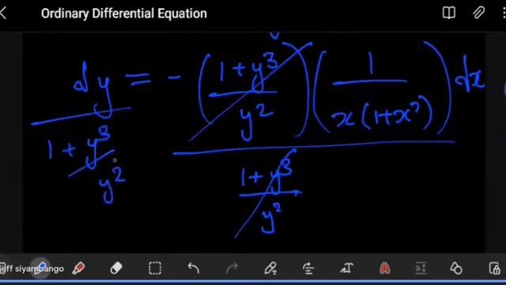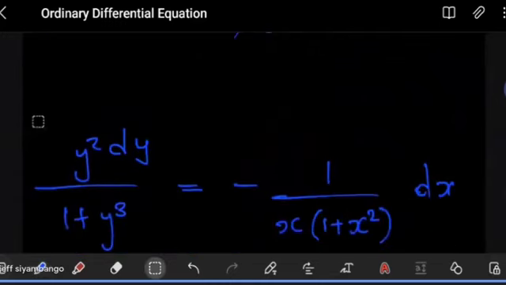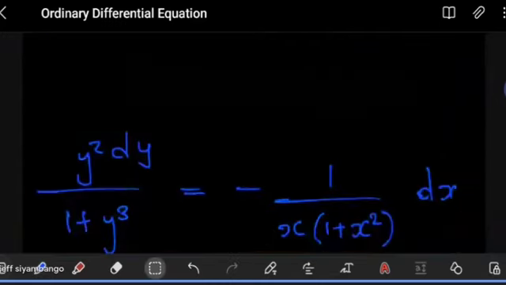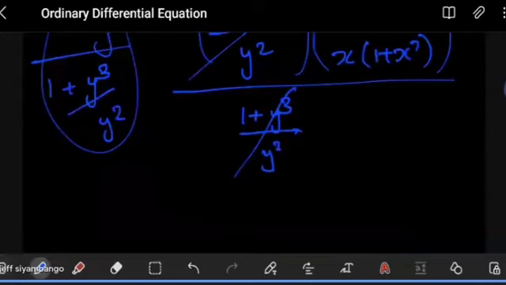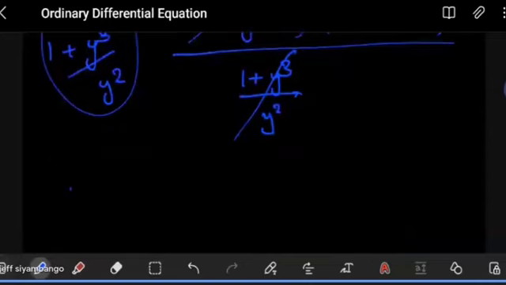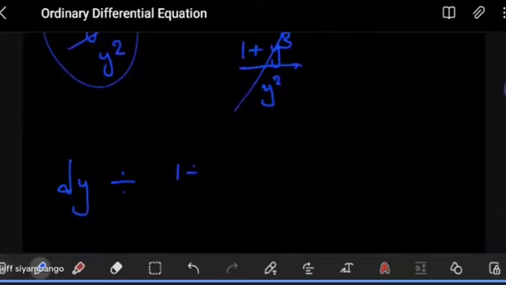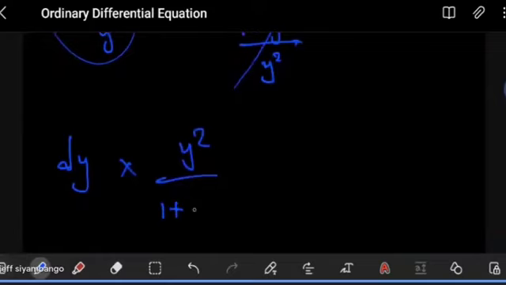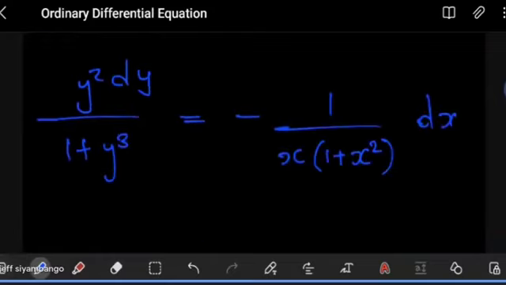Now I'll want to make this a single fraction. As a single fraction, what happens? It's like I have dy divided by 1 plus y to the power 3 over y squared. Change this to multiplication. It becomes y squared over 1 plus y to the power 3. You see that? That's how it gets there. Have we answered that question?